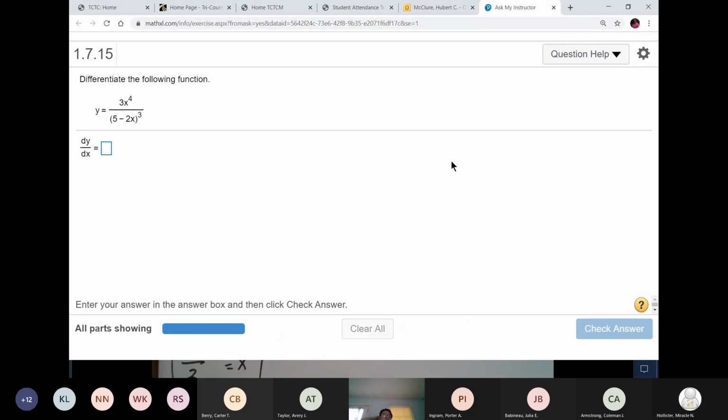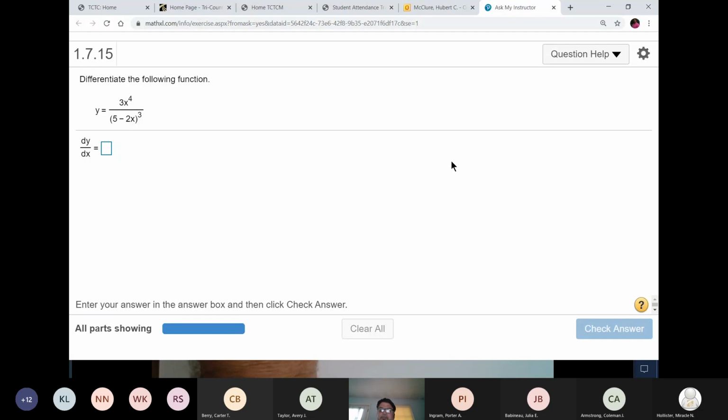Okay, this can be a test question. Now, I would use the quotient rule. And I think you have to use the quotient rule. Now, you could use the power rule. Let me just show you that right quick, because you could use both. I don't know which one's more difficult, but I'm going to use the quotient rule to do this one.